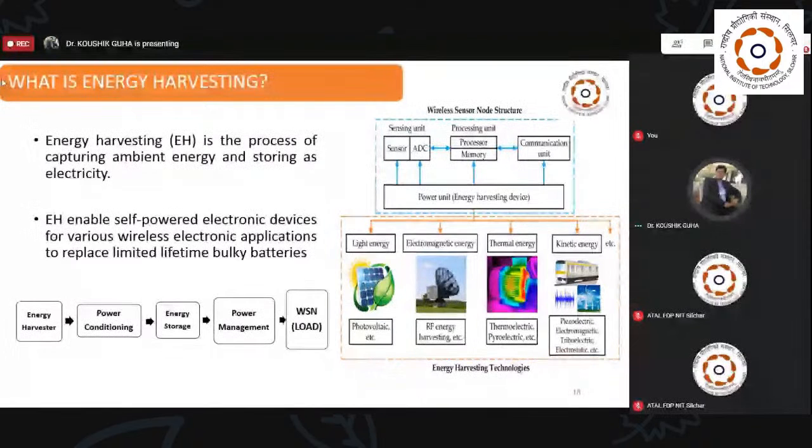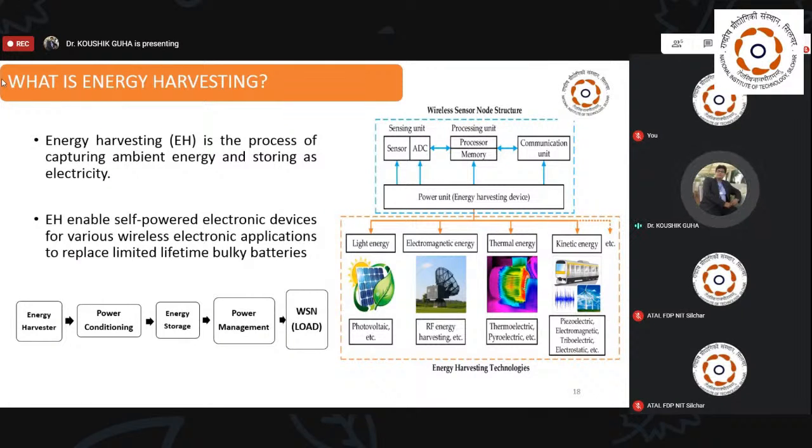Then power conditioning circuits will be there to monitor the flow of power from input to output. Then the energy storage, obviously you have to store the energy for future use. Then proper energy management. Energy management is also one of the big issues, because you have to flow your energy to different parts effectively, and you have to properly utilize the available energy. And then after that, it will go to the WSN load, that means the wireless sensor networks.